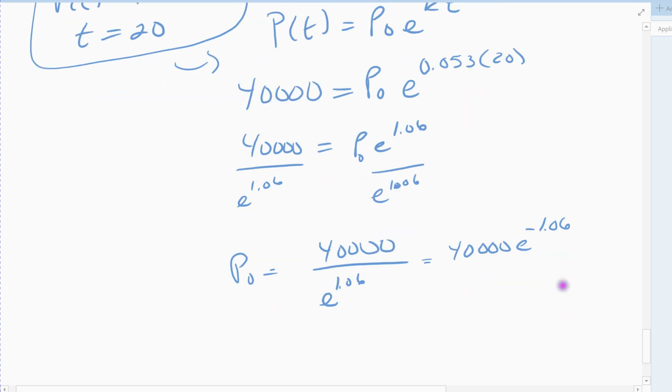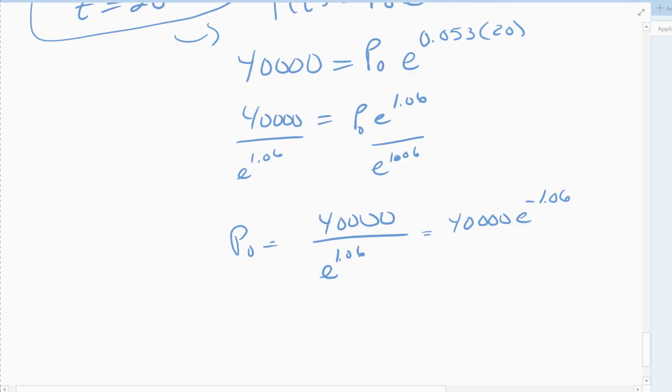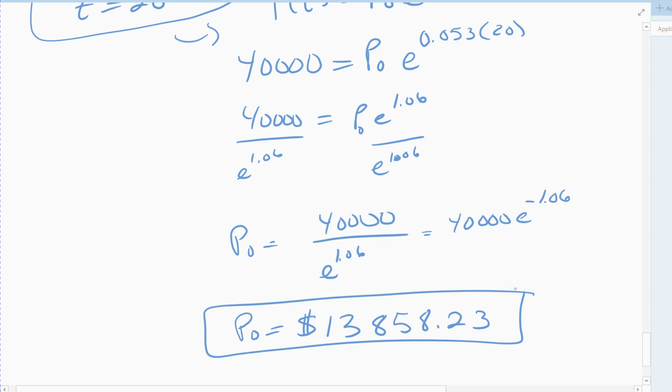But remember, those two things are identical. If you type both of those in your calculator, you get the same answer, right? 40,000 divided by e to the 1.06 is exactly the same as 40,000 times e to the negative 1.06. Both of them should give you a present value of $13,858, and I'll go to the penny, 23 cents. And so the grandparents have to invest a little under $14,000.